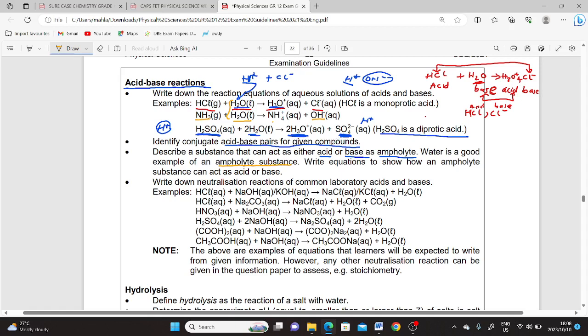So they said this substance can act either as an acid or a base. So in reaction 1 it acts as a base, but in reaction 2 it acts as an acid. So we call it an ampholyte substance. Now they said write an equation to show that. These are the two equations. If not these two, then we can have one equation that is reversible.